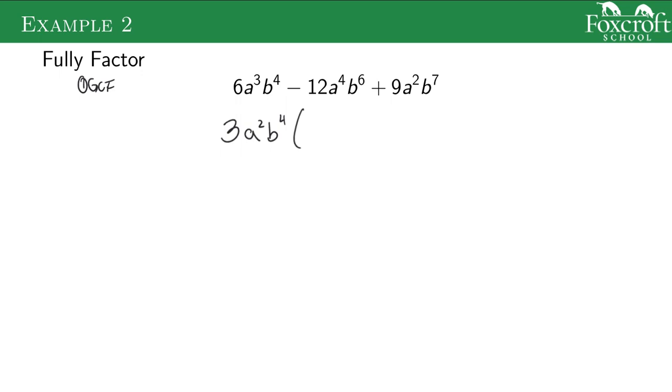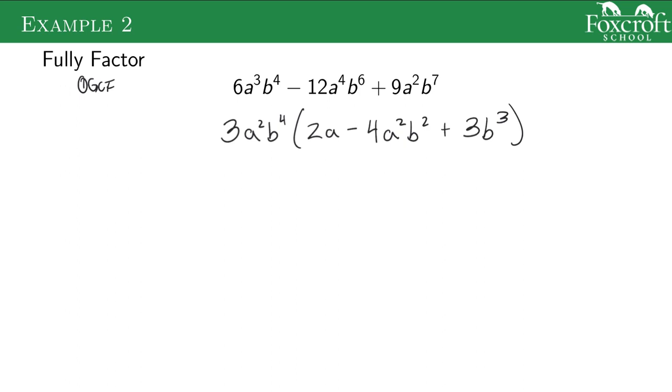So what's going to be left behind if I pull that out? 6 divided by 3 is 2. a cubed divided by a squared, 2 of the a's cancel out, there's 1 left. b to the 4th over b to the 4th fully cancels out, there's none left. 12 divided by 3 is 4. a to the 4th over a squared, 2 a's cancel out, so there's a squared left. 4 b's cancel out, so there's b squared left. 9 divided by 3 is 3. All the a's are gone because a squared over a squared. b to the 7th over b to the 4th leaves 3 b's behind, b cubed.